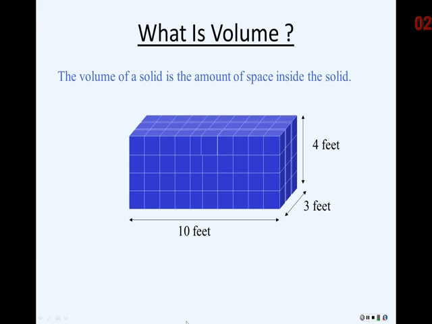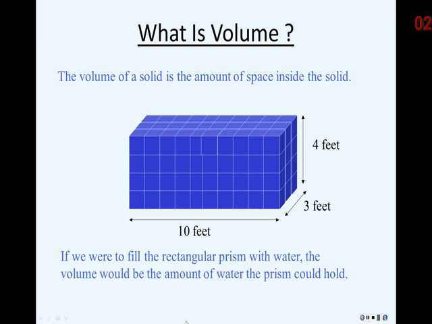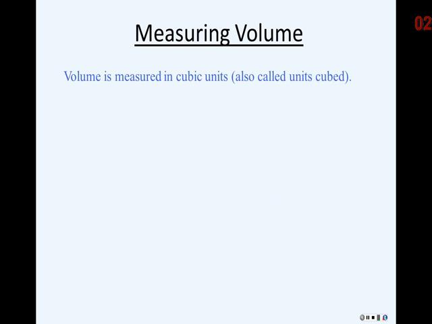So the volume of a solid is the amount of space that's inside the solid. If we were to fill the rectangular prism with water, the volume would be the amount of water that the prism could hold. So volume is measured in cubic units, also called units cubed, just like with area it's units squared. Okay? You can do it 2 different ways.